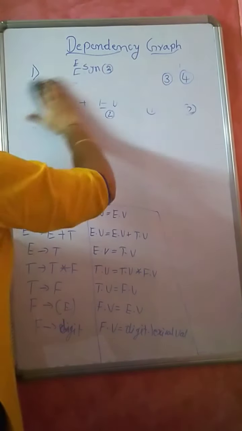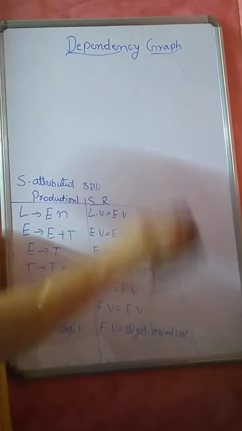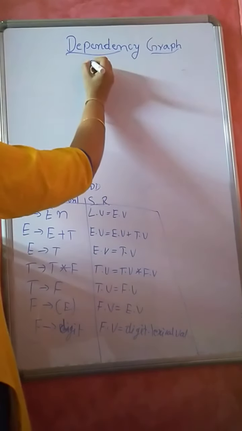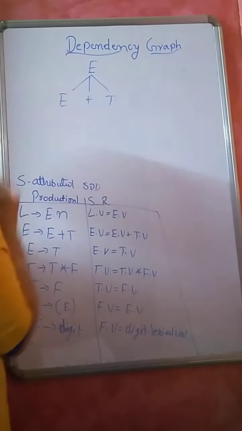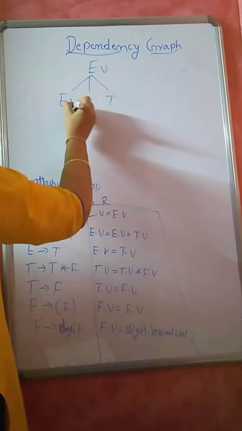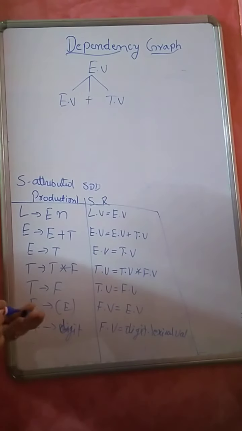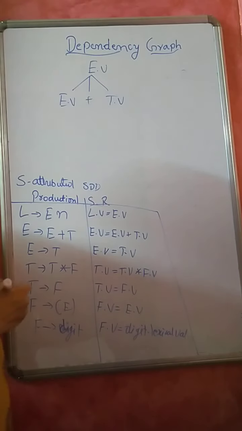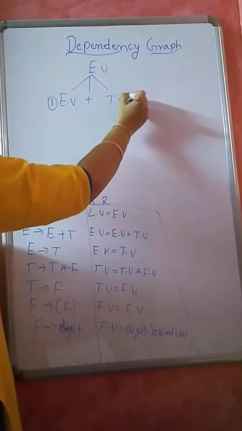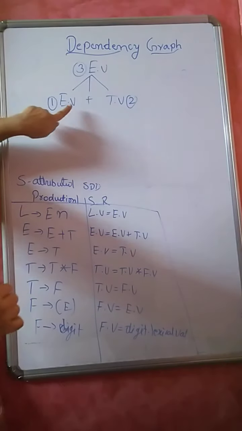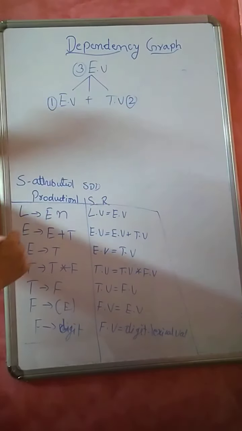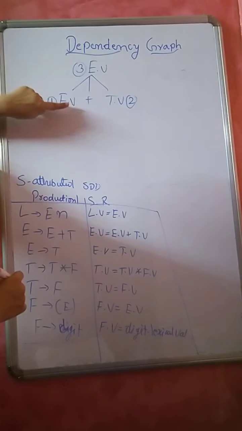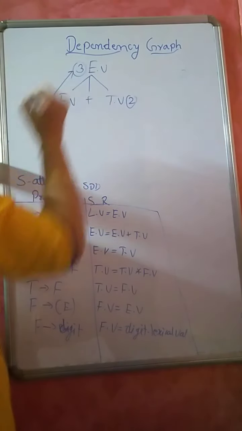As a simple example, take E determines E plus T. One value is associated with each of these. Then how many nodes will you have in a dependency graph? One node for each, because only a single attribute value is associated with all these non-terminals. And here the value of this depends on the value of this. Therefore, there is an edge from here to here.